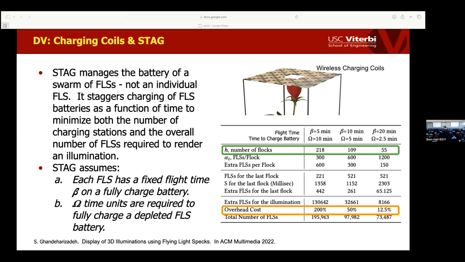The green box that you're seeing over there highlights the number of FLSs that are in transit at any point in time from the charging stations to the illumination. So with the characteristics of today's batteries, some 220 FLSs are moving back and forth from the charging stations at the top and the illumination that you're seeing at the bottom. And of course, all of those guys need to hide themselves so they cannot obstruct the user's point of view. And some of that is described in that ACM Multimedia paper that appeared in 2022.